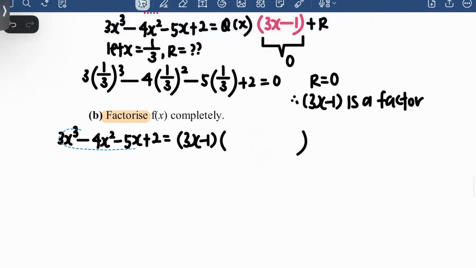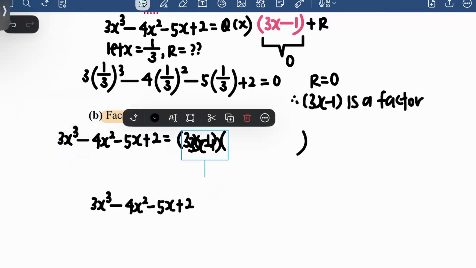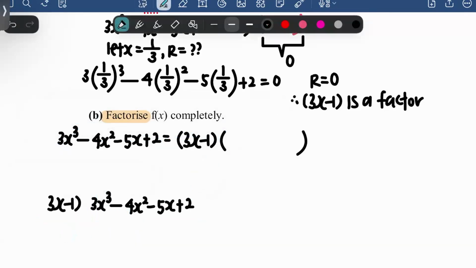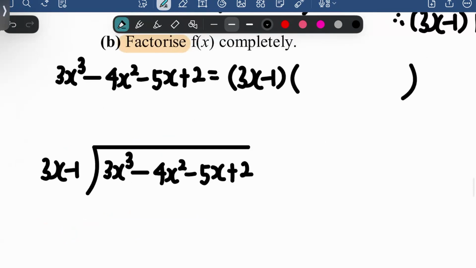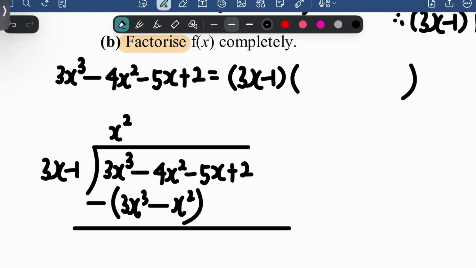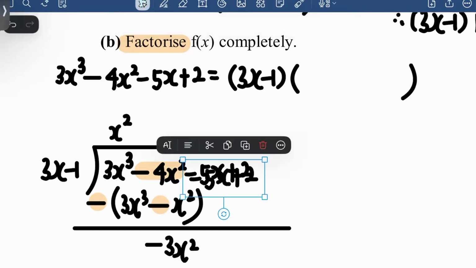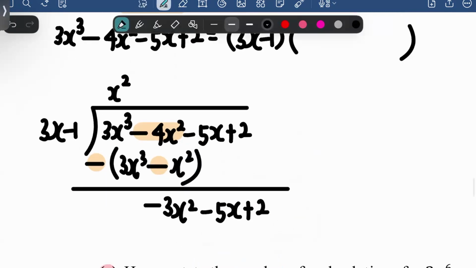So we're going to do our long division. Let me just very quickly do the long division. Don't need the bracket here. Okay, so we do our long division like this and like this. So the first one, multiply by x squared, this one is 3x cubed minus x squared. Okay, just be careful because this is minus 4 plus 1. So this is still minus, minus 3x squared, bring down. Okay, then after that, now must be careful.